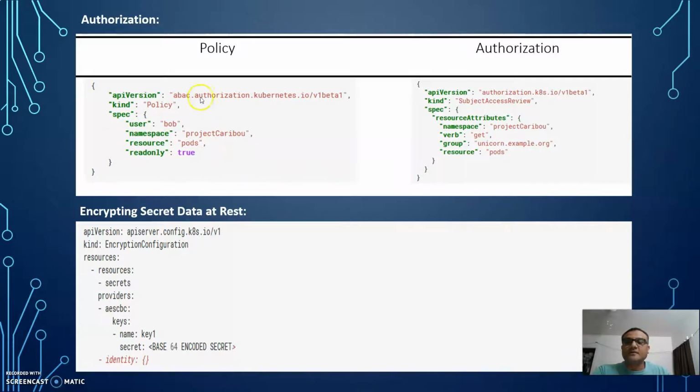This is the ABAC policy; people no longer use this. People are using RBAC, but this is the sample of the ABAC. We can just change the name here to RBAC and use that. The authorization and encrypt secret: we can encrypt the secret by using this kind of flag.